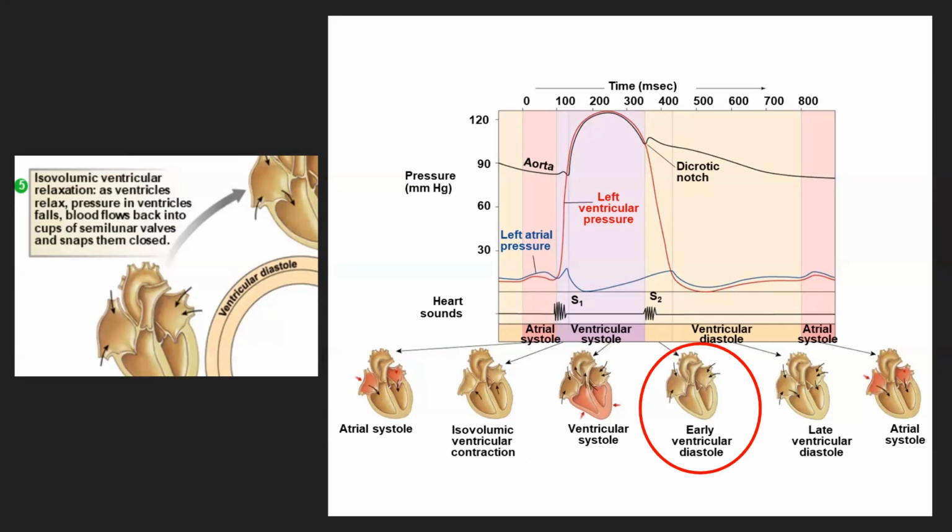It's going to have a little bit of blood flow back into it, which is going to close that semilunar valve. You can see right there the dicrotic notch. That is where that semilunar valve closes. So blood can no longer move between the artery and the ventricle.